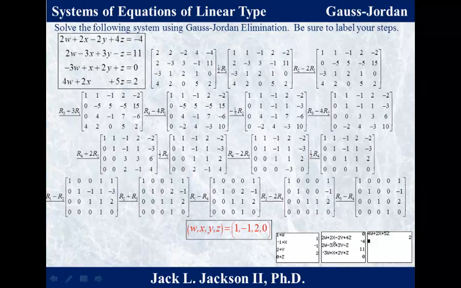Type in 2W minus 3X plus 3Y minus Z and hit enter. And it's 11 as it's supposed to be. Type in negative 3W plus X plus 2Y plus Z. Enter and you get 0. And then finally type in 4W plus 2X plus 5Z. And sure enough it is 2. So that point does check.